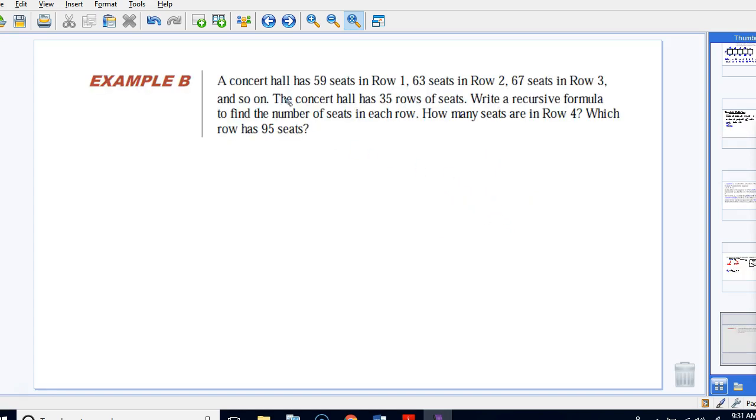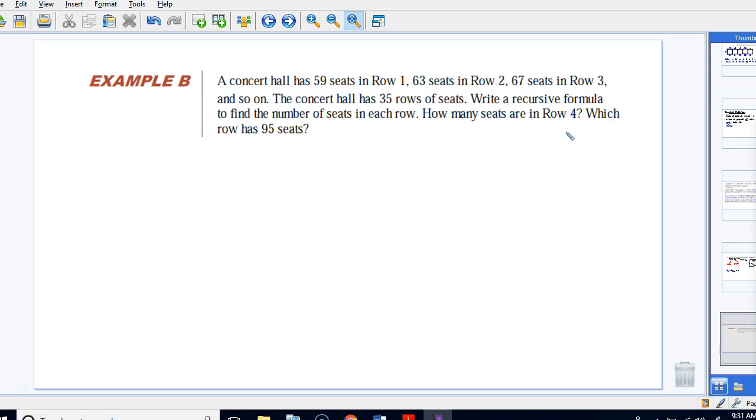Alright, so here's example B. A concert hall has 59 seats in row 1, 63 in row 2, 67 seats in row 3, and so on. The concert hall has 35 rows of seats. Write a recursive formula to find the number of seats in each row. How many seats are in row 4? Which row has 95 seats?